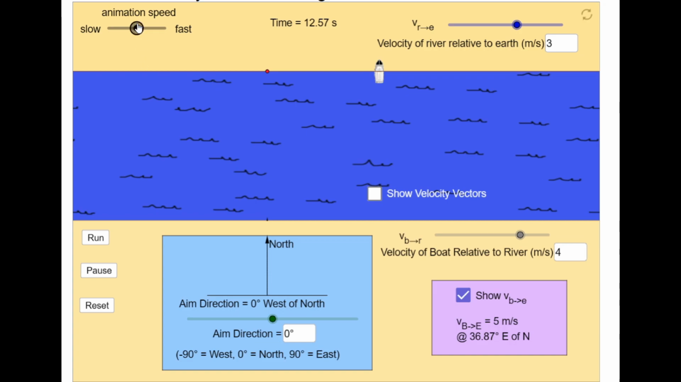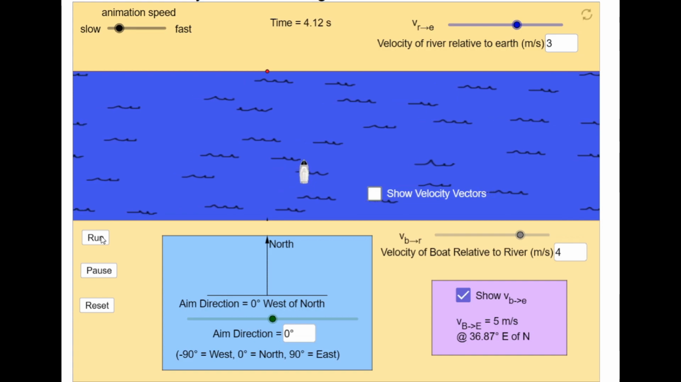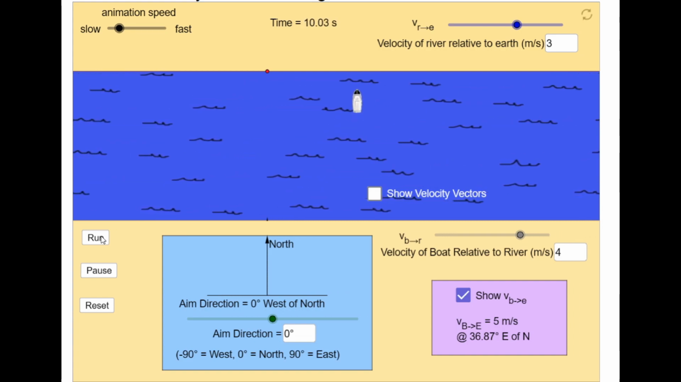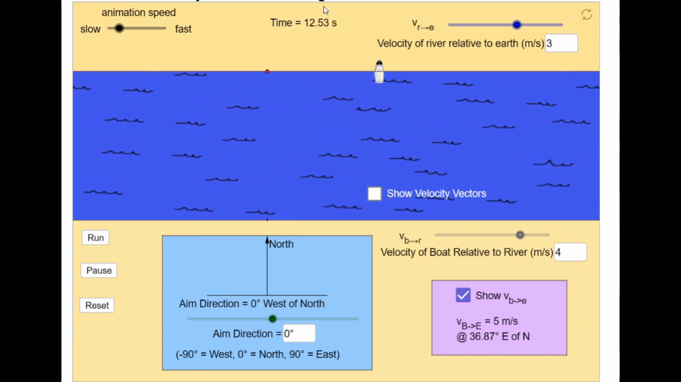The river's velocity is the speed and direction of the water flow. It's important to note that this velocity acts perpendicular to the direction of the boat's motion. If the river is flowing from left to right, the velocity vector points from left to right.